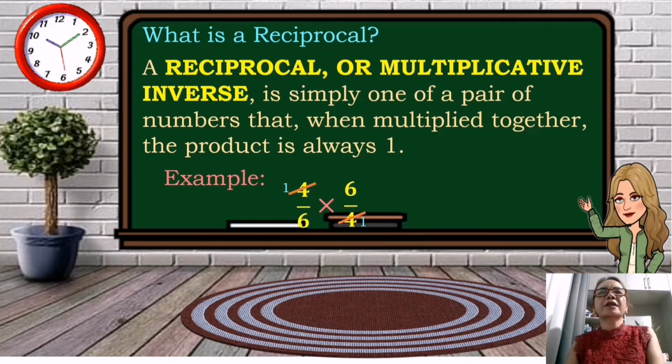The common factor is 6, so we also cancel 6. 6 divided by 6 is 1, and 6 divided by 6 is also 1. Then multiply the numerators: 1 times 1 equals 1. And the denominators, 1 times 1 equals 1. So the answer is 1 over 1, or 1. Therefore, when you multiply a fraction by its reciprocal, the product is always 1.